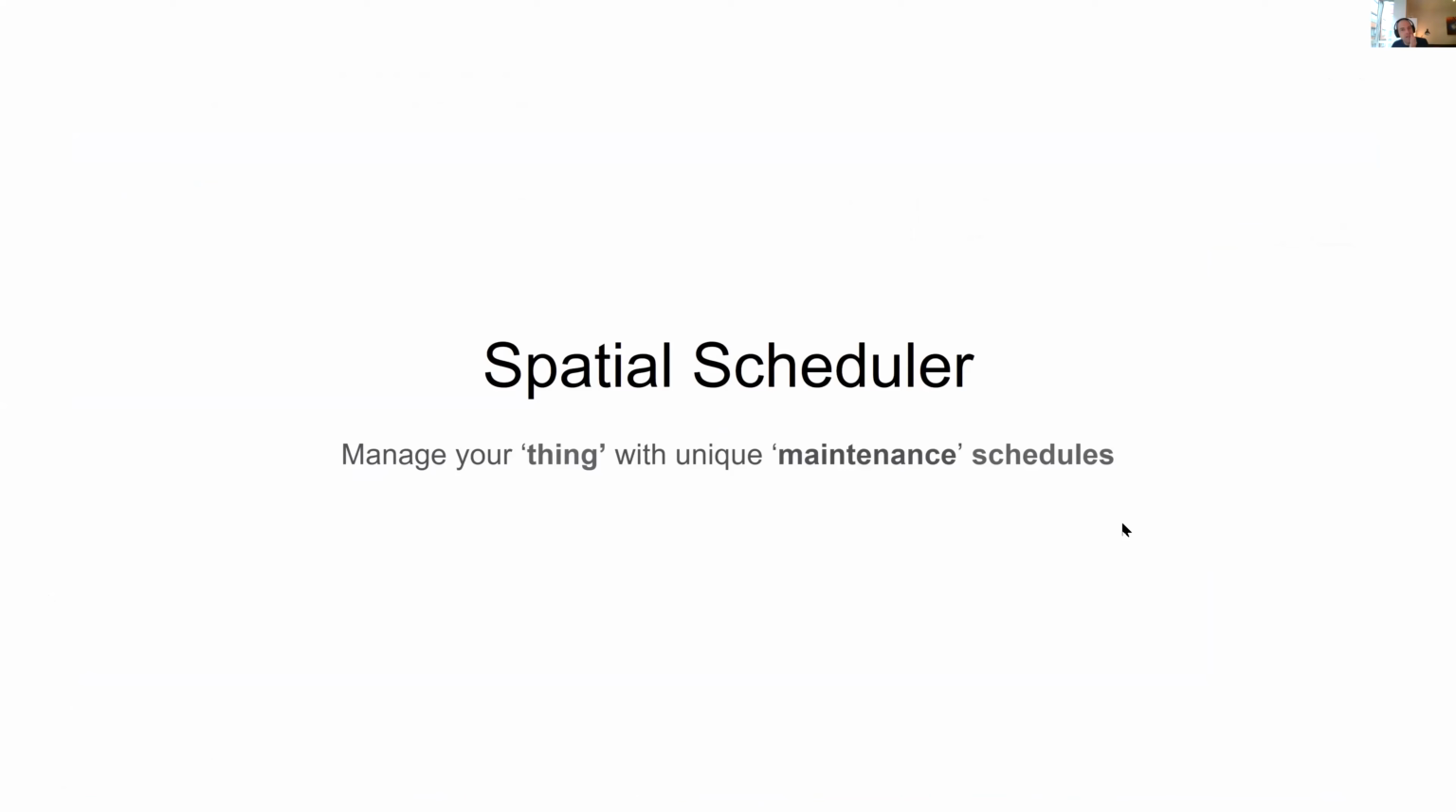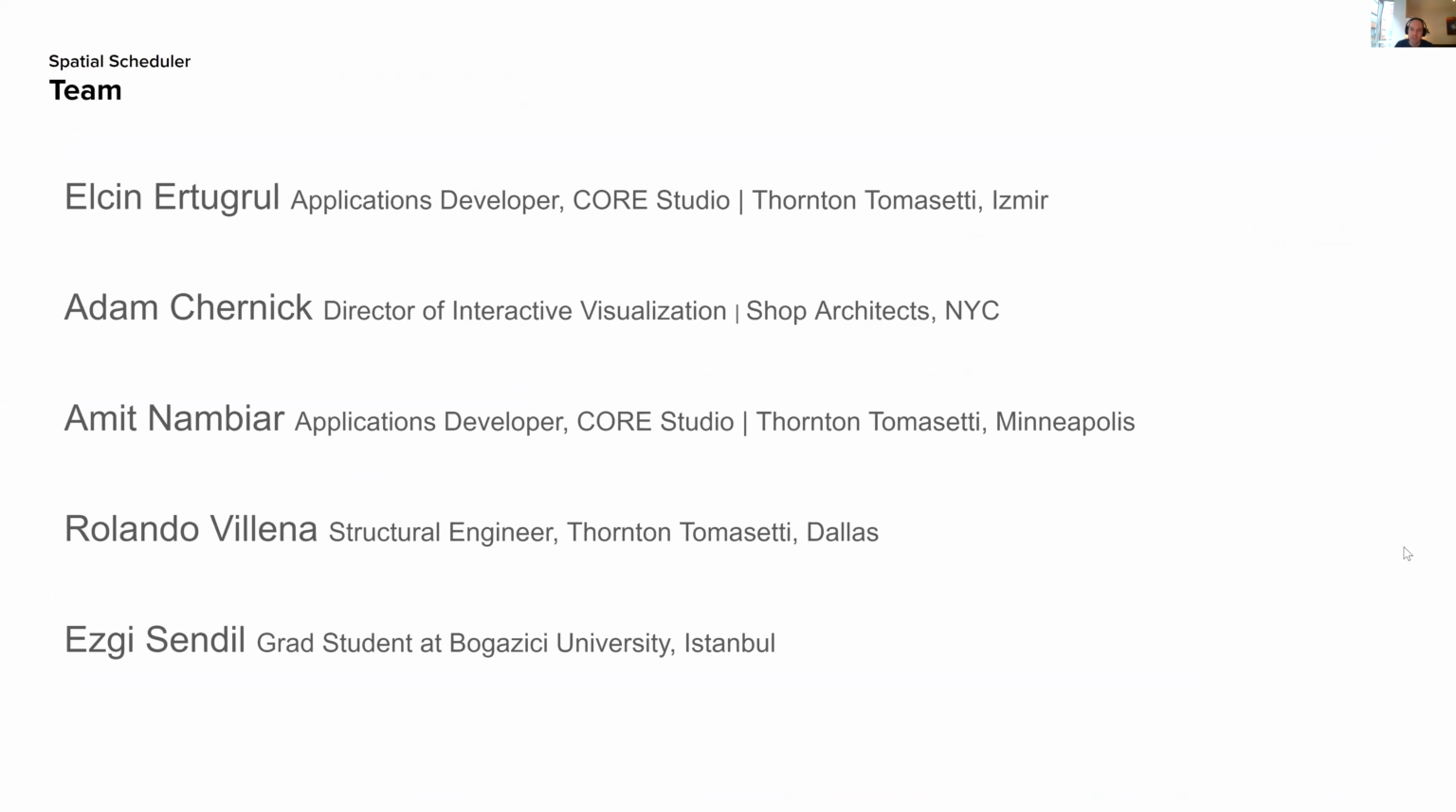And then the fourth one, which is also the best overall hack, the winner of the day, was this spatial scheduler. And they had the great subtitle of managing your thing, whatever that means, with unique maintenance schedules. The team was also composed of different people in different time zones: Elcin, Adam, Amit, Rolanda, and Ezgi. So they really branched all the way from Izmir to Minneapolis and Dallas.